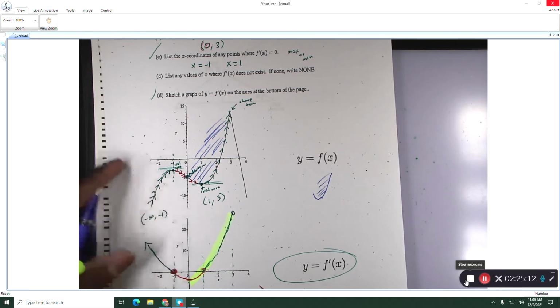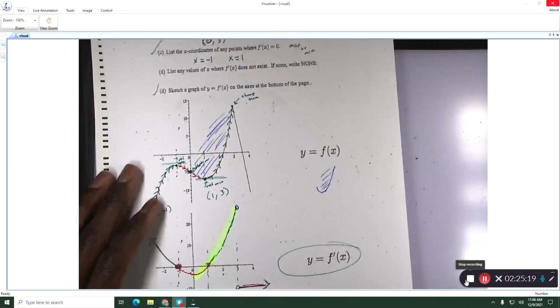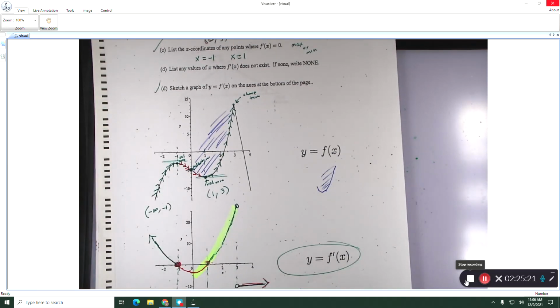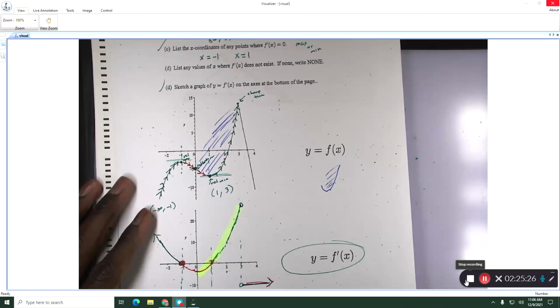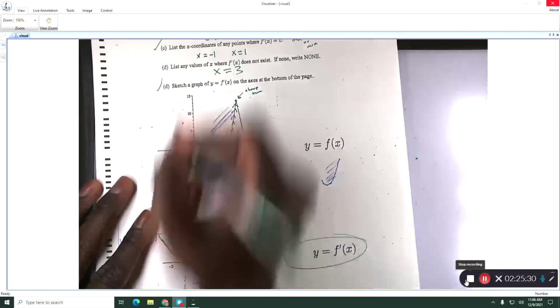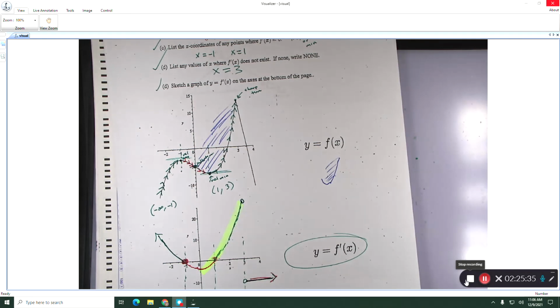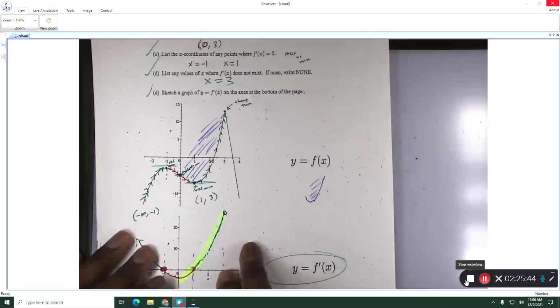Now, it says list any values of x where f prime of x does not exist. 3, because we have that sharp turn there. It's not differentiable, all right? And we're done. So sharp turns, cusps, non-continuous functions, things like that, the derivative will not exist. It will not be differentiable.